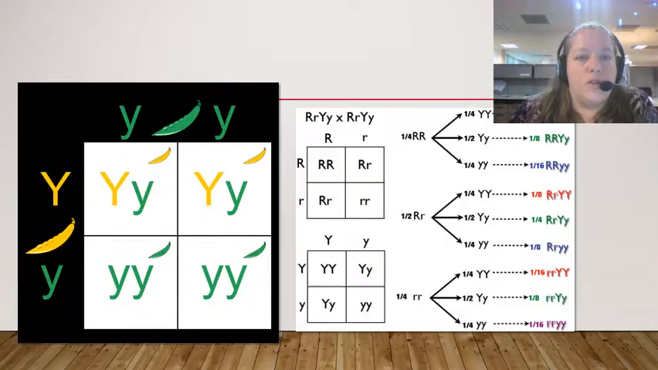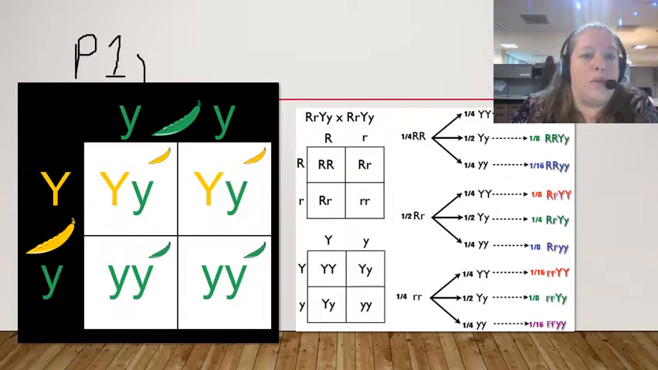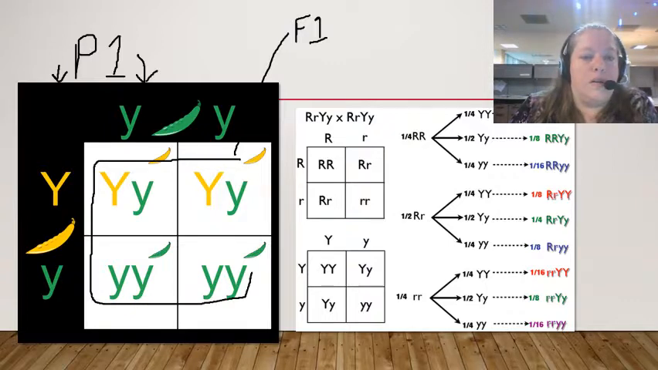So when you do an initial cross, this can be your P1 generation. That would be your parents, okay? And that's going to be what you put on the top and on the sides. And then the outcome that you get is your F1 generation. Okay, so all of these inside this initial Punnett square are your F1 generation. That's the first set of offspring that you get from your parental cross.